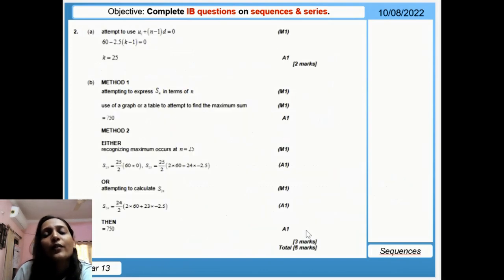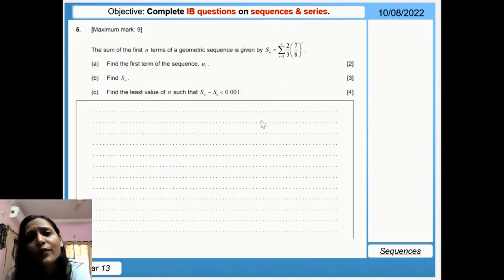Now let's quickly look at the mark scheme. The mark scheme says either we can use the graphing method to figure out, or we can figure out that the maximum occurs at n equals 25, which is what we have done. And this is how we've solved this question. Now let's move ahead to the next question.